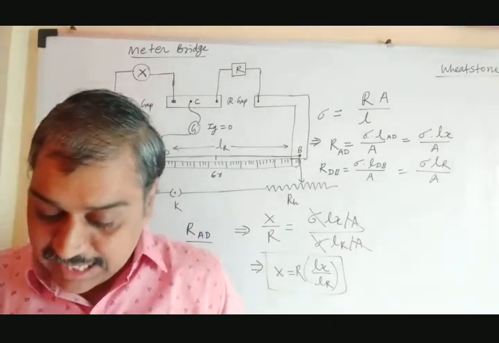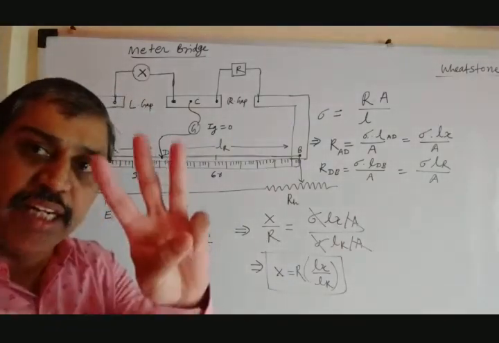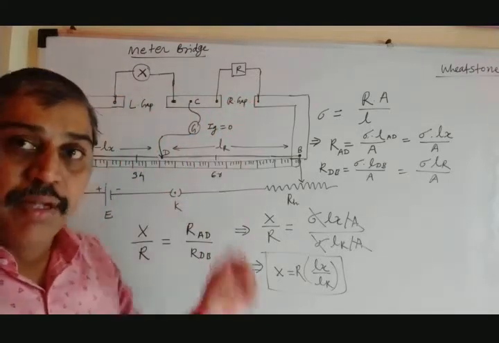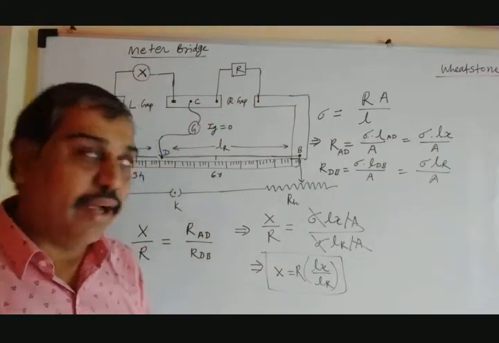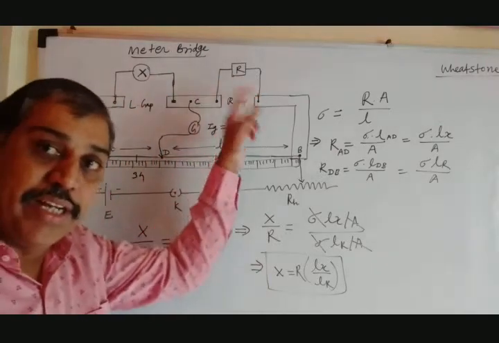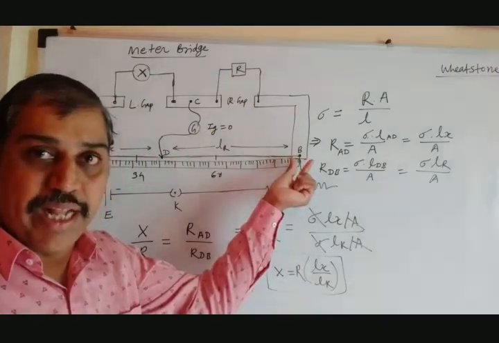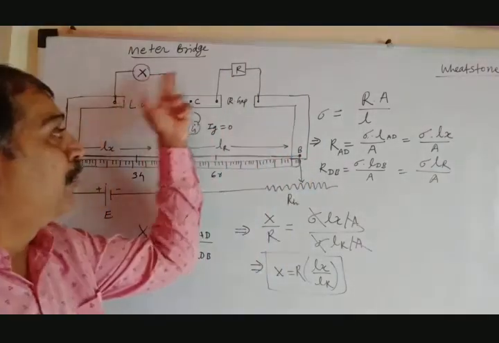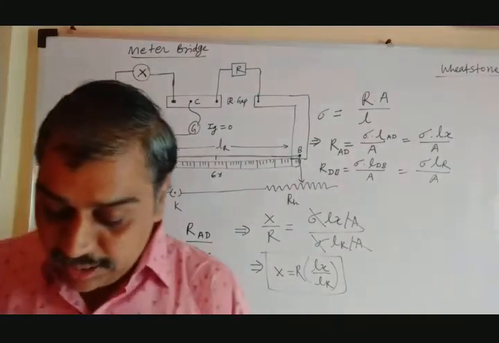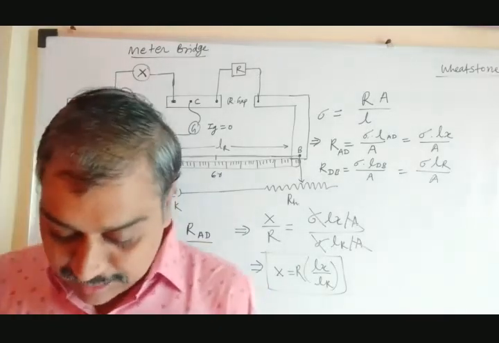Second thing, the experiment is repeated after interchanging the positions. The first 3 readings are taken with X in the left gap and R in the right gap. The next 3 readings are taken by changing the position: R can be shifted here, X can be shifted here. What will it do? It will minimize the contact error. Whatever the error here, the same error comes when we move it here, and they get cancelled out. That is nothing but interchanging the position of known and unknown resistance, so we can minimize that error.